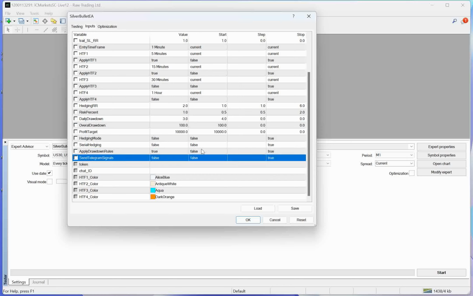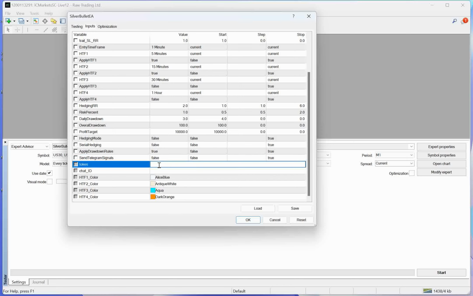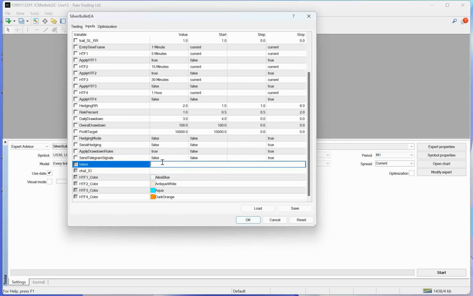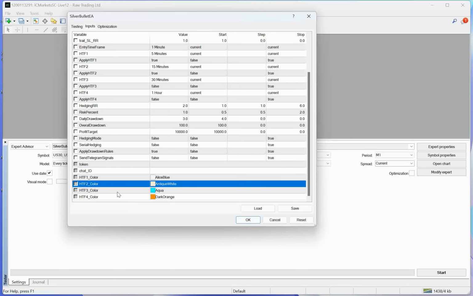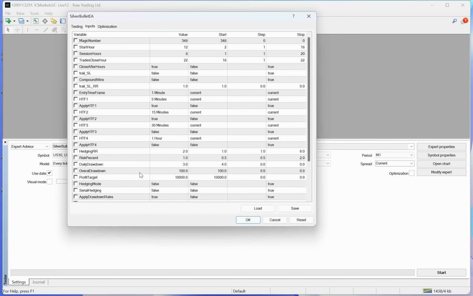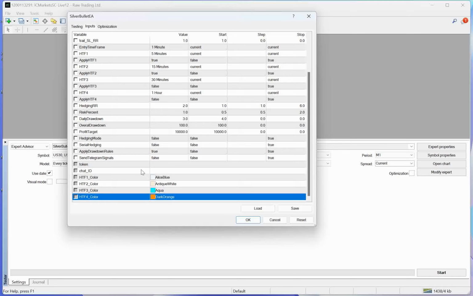Then send Telegram signals. This is actually a bonus. If you want the EA to send signals to your Telegram channel, you just have to make this true. But if you make this true, you have to come here and put your token and your chat ID for your Telegram channel. I will probably show you in another video how to do this if you don't know how already. Then here, these are just the colors of your order blocks as they are drawn. So that's pretty much all the settings of the EA.